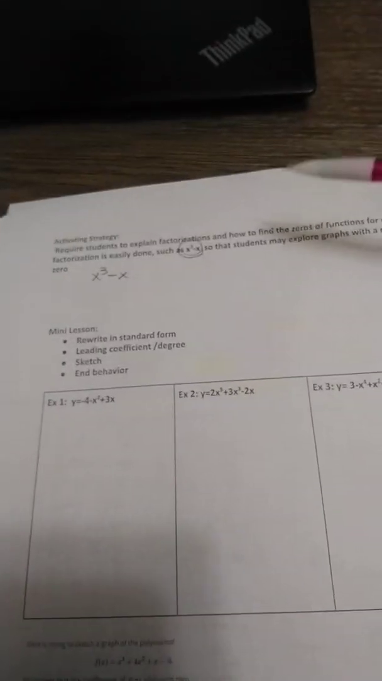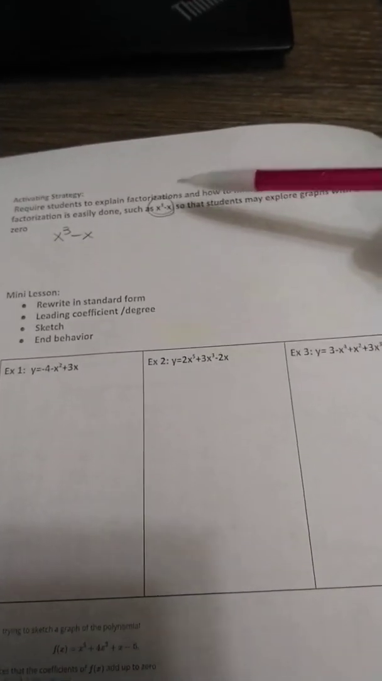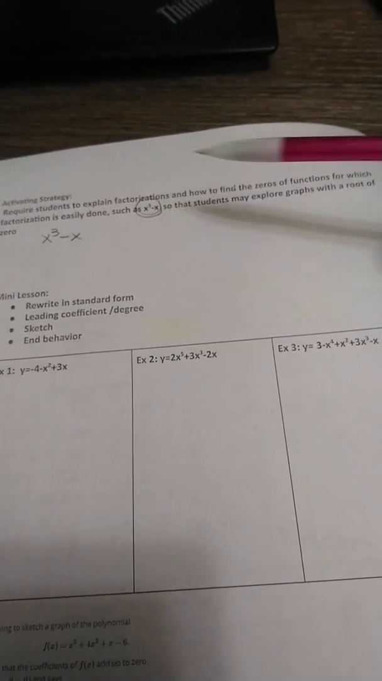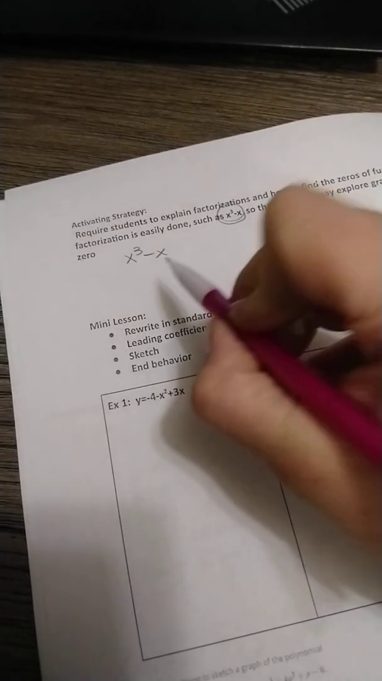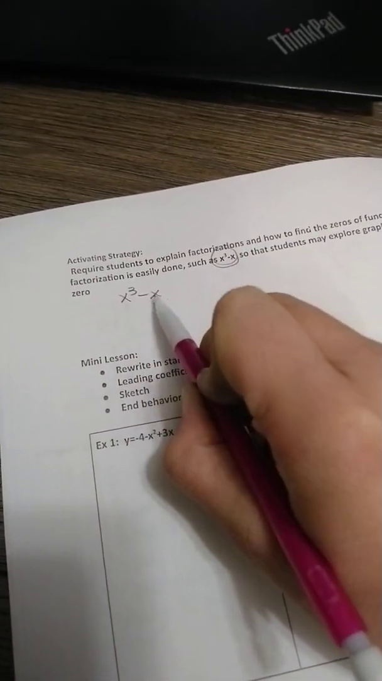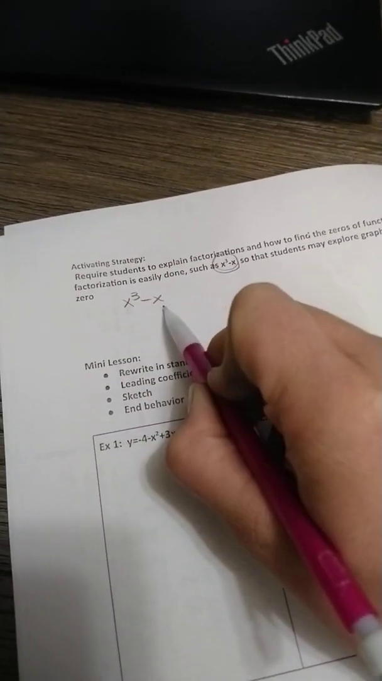All right, so this is the activating strategy for day 2. And really the big takeaway from this was this equation. If we have this equation and we want to factor it easily, what we want to do is take out the greatest common factor. So what do these two things share? They both have an x in common.